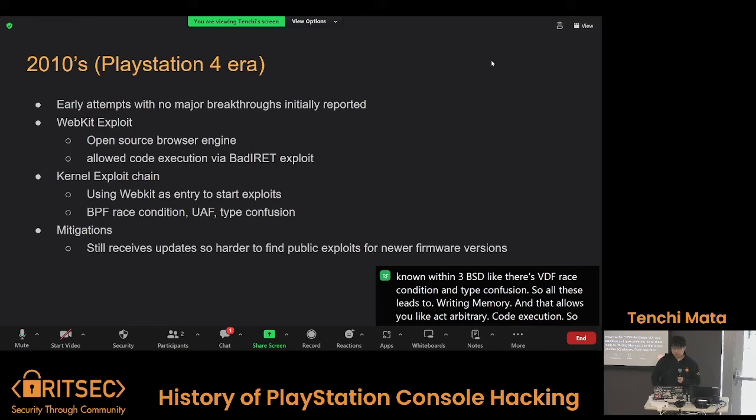As for the mitigations, the PlayStation 4 is still being updated to this day. So it's becoming increasingly harder to exploit the new versions because there aren't publicly available exploits. People tend to stay on their old firmware versions to install homebrew applications and run pirated games.